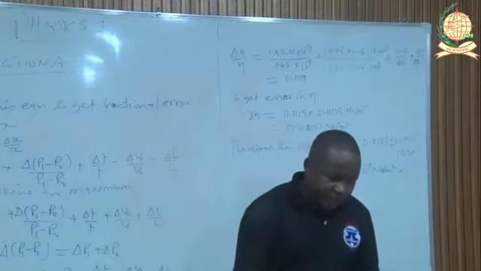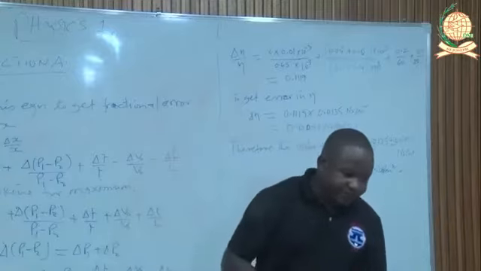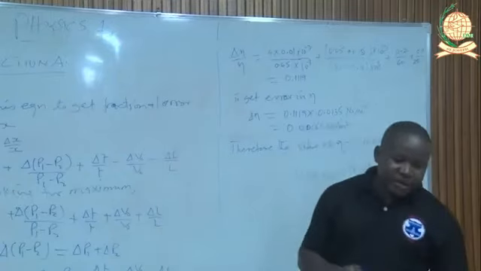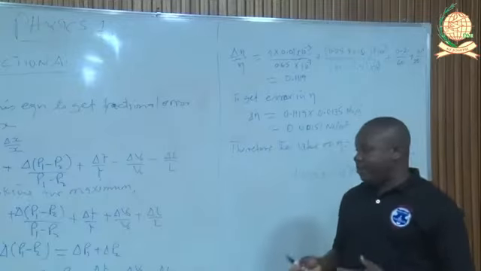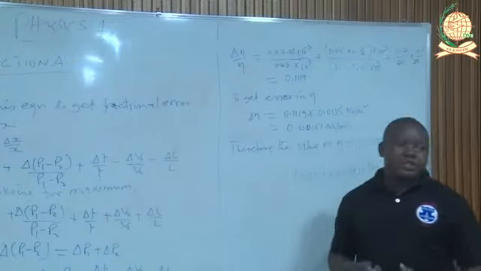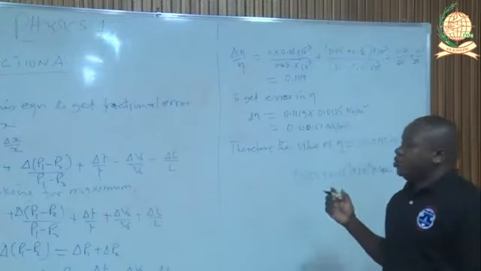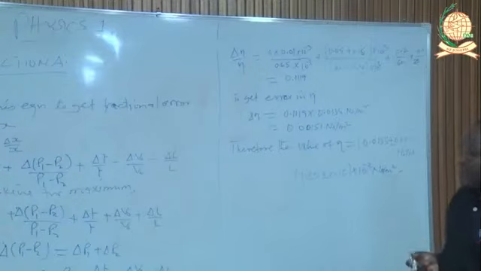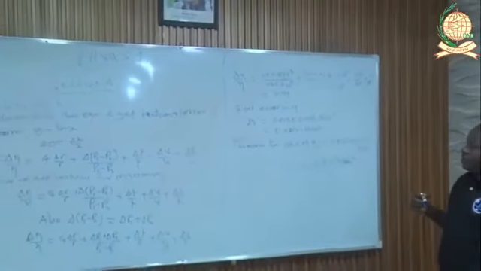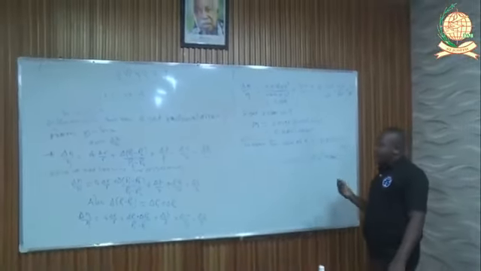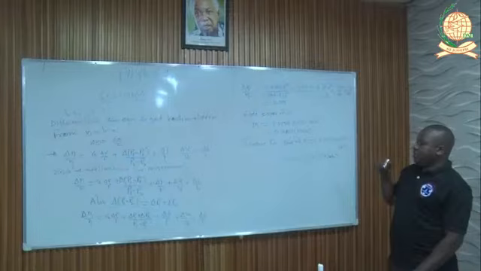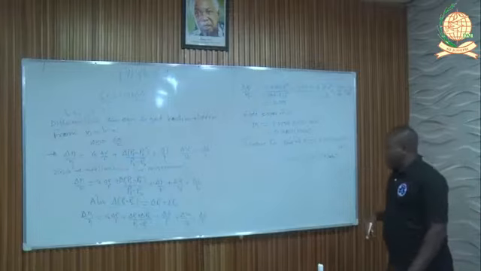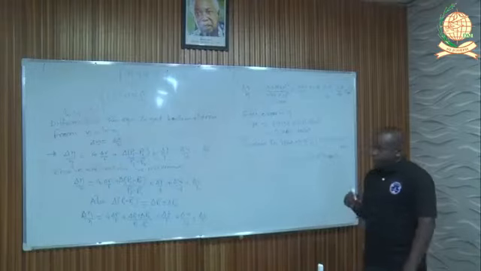For part C, explain four uses of dimensions. Dimensions are used to derive a formula of a physical quantity. Dimensions are used to check the correctness of any given formula. Dimensions are used to find dimensions of dimensional constants that appear in a formula. Dimensions also are used to convert one system of units to another. Those are the uses of dimensions.